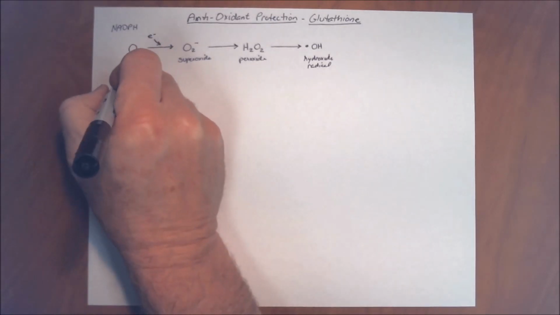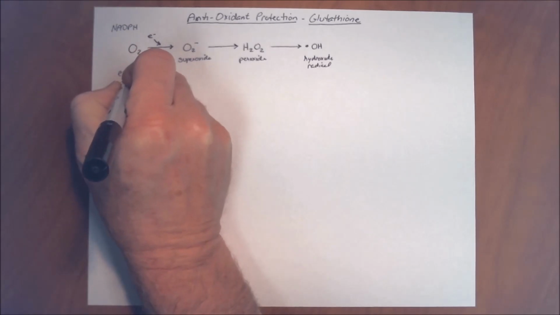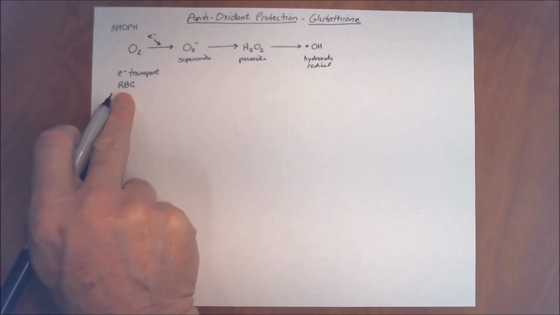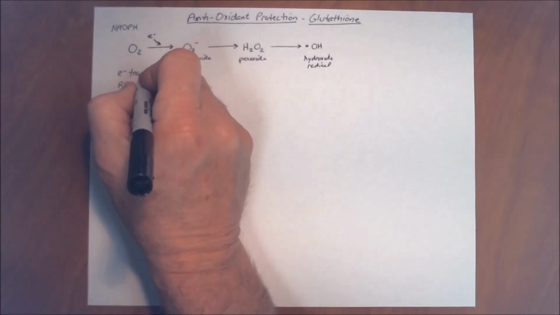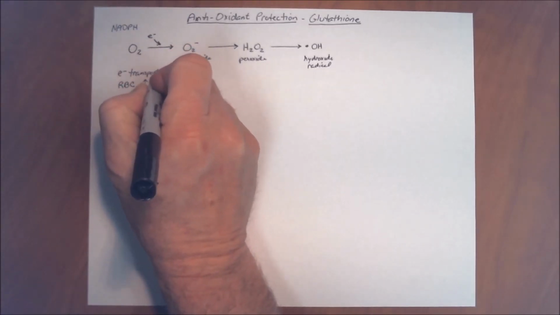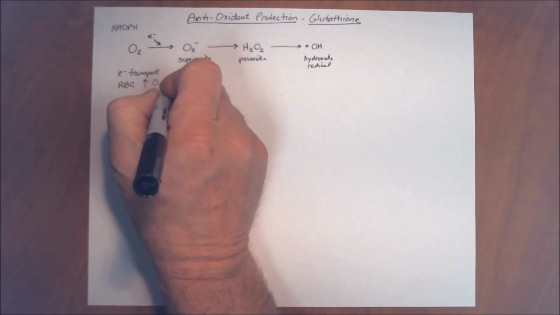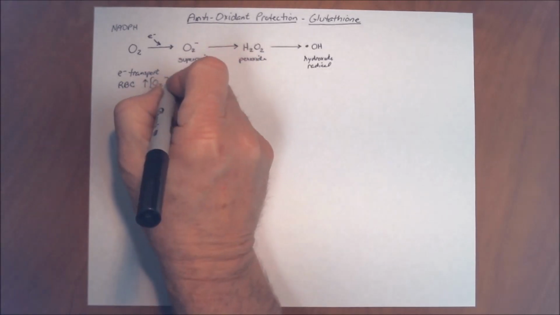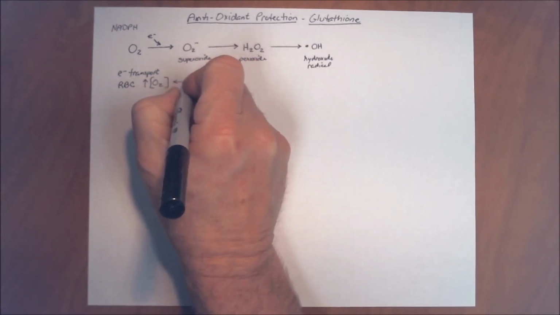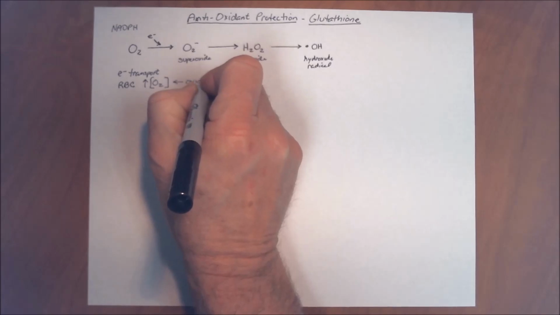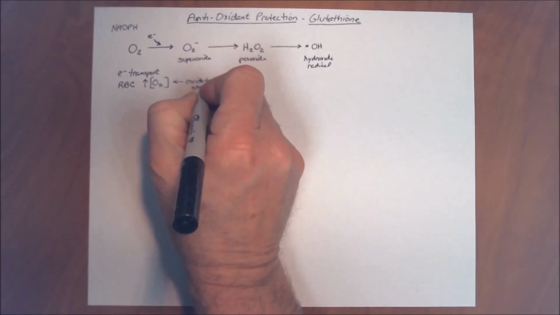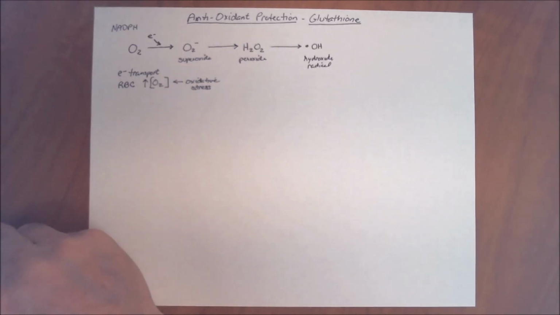This also occurs in red blood cells. Now, red blood cells do not have an electron transport chain, but they do have a very high concentration of oxygen being carried bound to hemoglobin. So any kind of oxidative stress can trigger free radical formation.